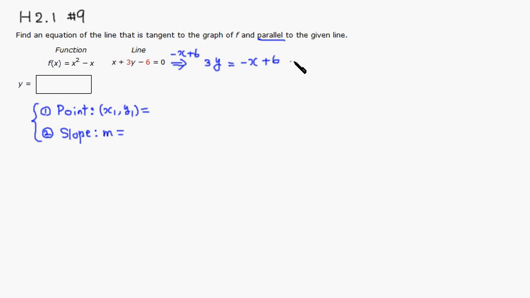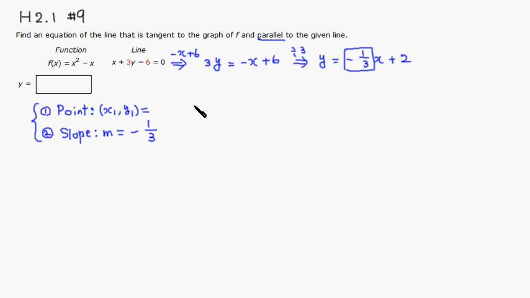Then we can just divide through by 3 so that I can isolate y. So y is equal to negative 1/3 x plus 2. 6 divided by 3 is 2. You can see that this is in slope-intercept form, so the slope shows up right there. The slope is negative 1/3.